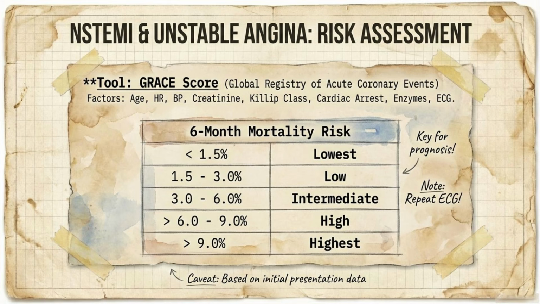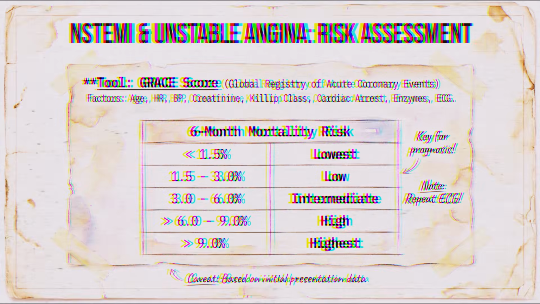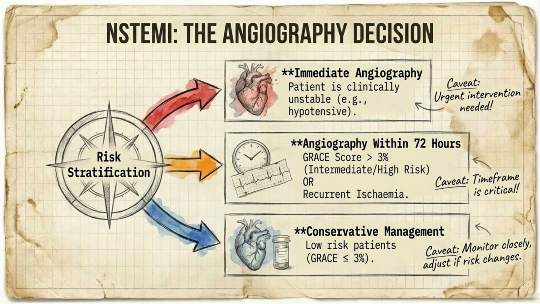What do we do with that number? We basically split patients into two groups. There's the low-risk group, which is a 6-month mortality risk of less than 3%. And then there's the intermediate to high-risk group, which is anyone over 3%. And that 3% line is what determines the timing of their angiogram. It's the key decider. But first, a quick caveat. If the patient is clinically unstable, their blood pressure is crashing, they're in heart failure, we ignore the score. They go to the cath lab immediately.